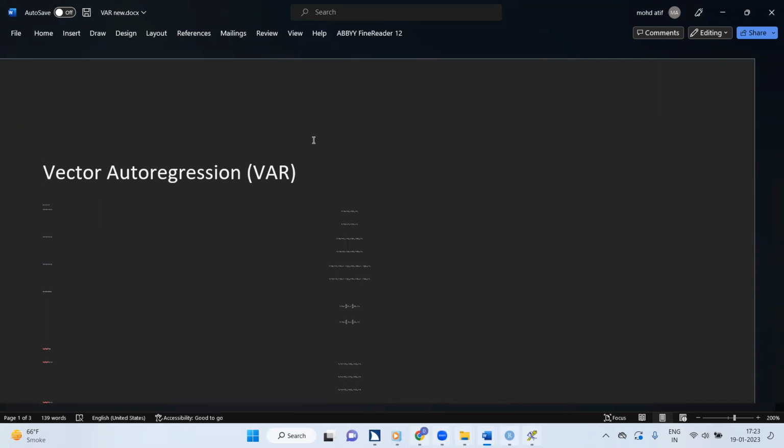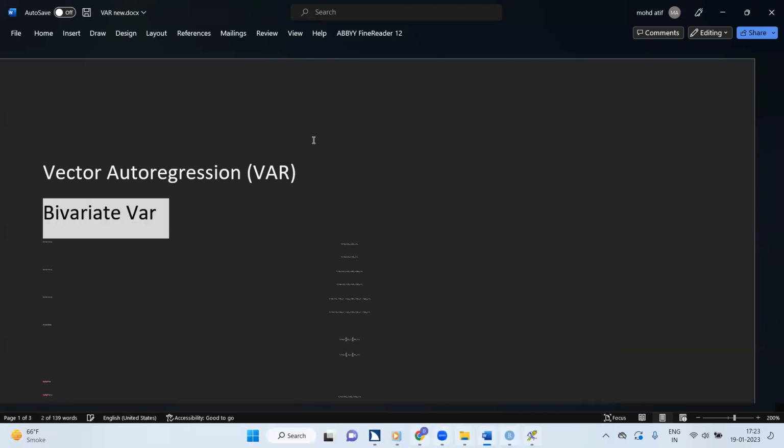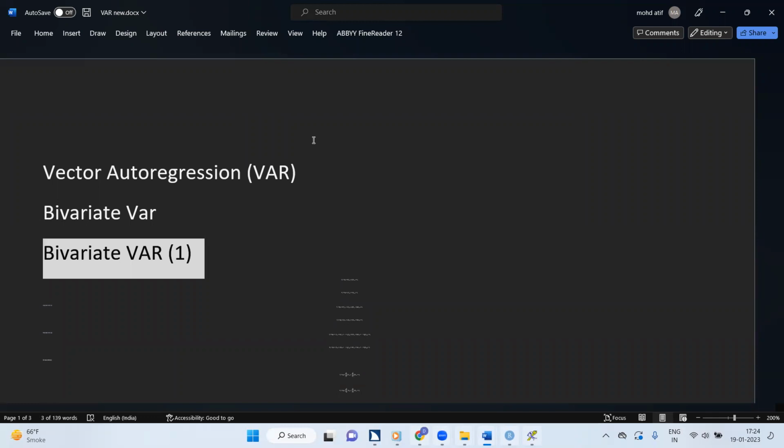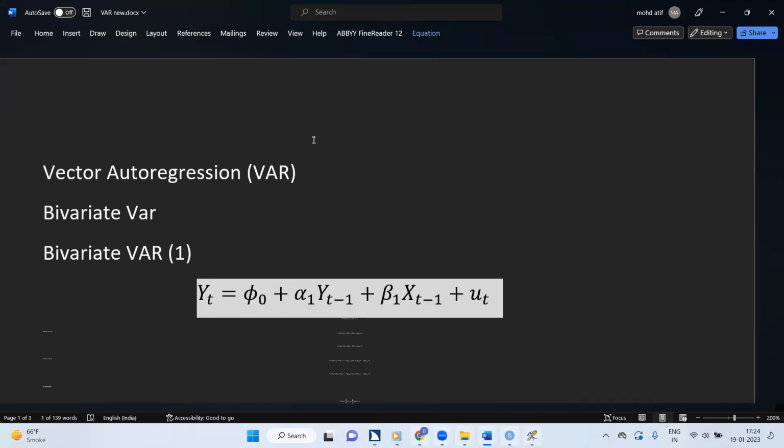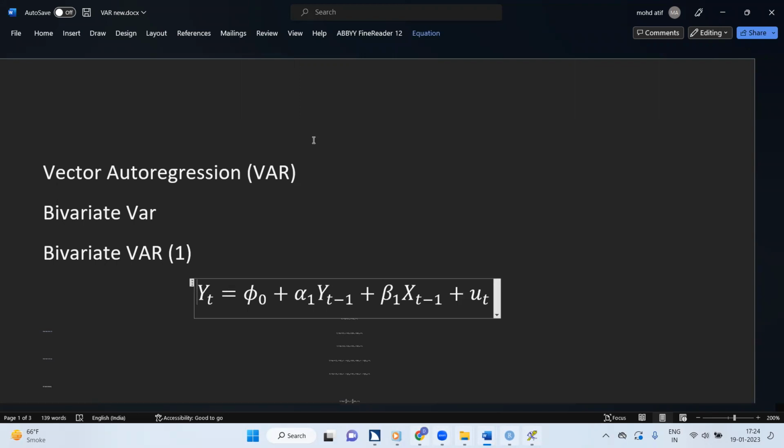Vector autoregression means there is more than one variable. More than one means there can be two, three, or more than three. So let's start with a bivariate VAR. We have two variables. The model looks like this. Two variables, and each variable is dependent on one past value of the other variable, including its own. So look at this model: yt is equal to phi0 plus alpha 1 yt minus 1 plus beta 1 xt minus 1 plus ut.